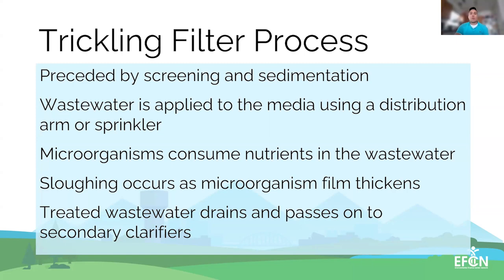So during the trickling filter process, wastewater is continuously applied to the entire surface of a fixed film media by a distribution arm or sprinklers. There are microorganisms, as we said, in the fixed film that are utilized to consume the nutrients in the wastewater passing through the film, and they also utilize oxygen to grow and multiply. As the film thickens, microorganisms at the base of the film die off, and the microorganism film experiences sloughing. The treated wastewater then passes through the media to drains at the bottom of the containment unit, and then the effluent passes on to the secondary clarifiers.